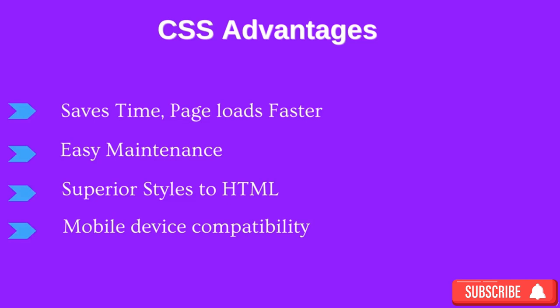Multiple device compatibility. That means if you're creating a web page with CSS, that particular web page will be compatible with any system, like different operating systems as well as different kinds of devices, maybe laptop, desktop, mobile devices. It will be applicable to all. So these are the advantages of working with CSS. Now, using all these benefits, in the next video onwards, we will start implementing the concept of CSS practically.